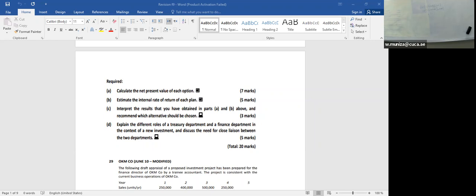Because if the cost of capital is not taken from the Treasury Department and Finance Department is appraising the investment project by their own cost of capital, the calculations are going to be wrong. So whenever, according to the risk, the cost of capital is calculated by Treasury Department, it then has to be communicated to the Finance Department in order to appraise the project. So this is about the roles and responsibilities of the Treasury and Finance Department.